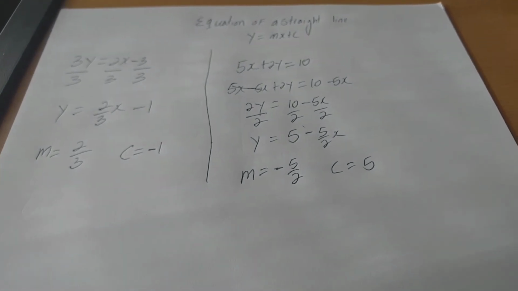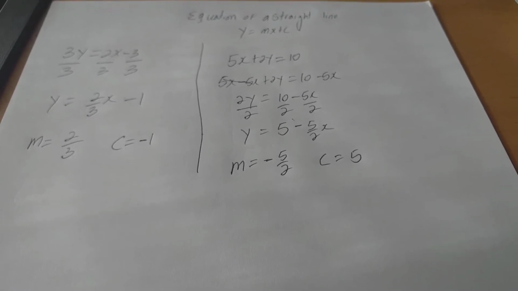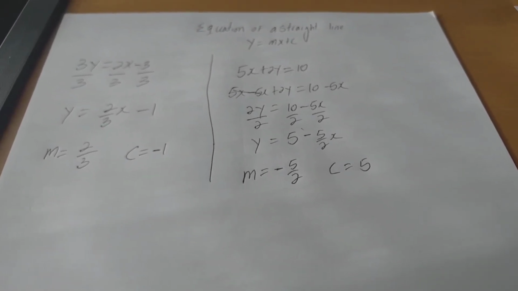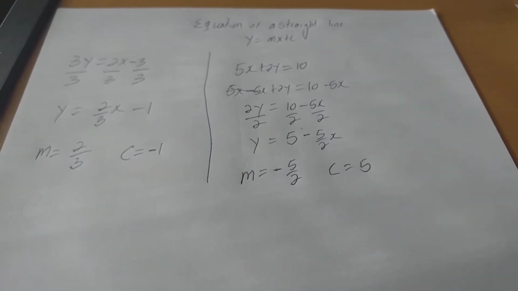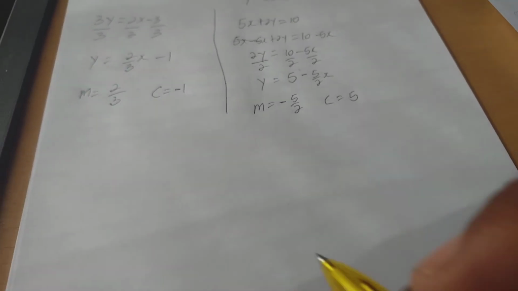So in order to identify the gradient and y-intercept, the equation must first be written in its general form, meaning it must be transposed to make y the subject. Additionally, if I am given the gradient and the y-intercept, or the coordinates of the y-intercept, I can write the equation. Example, determine the equation of a line with gradient half and passes through the point 0, negative 3.